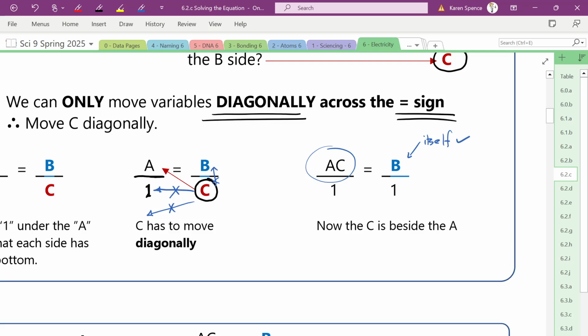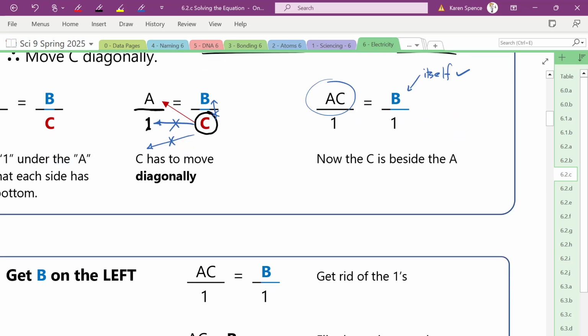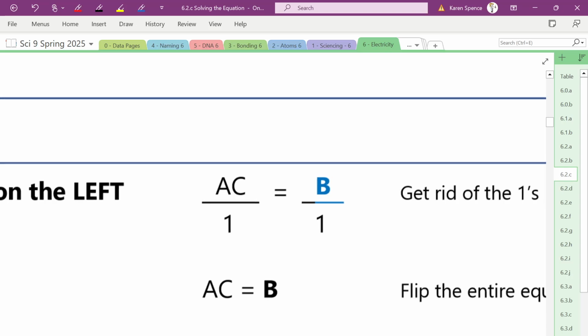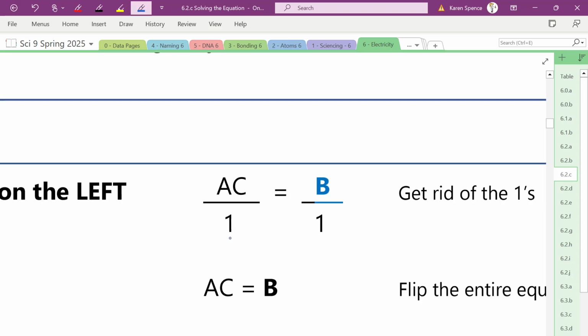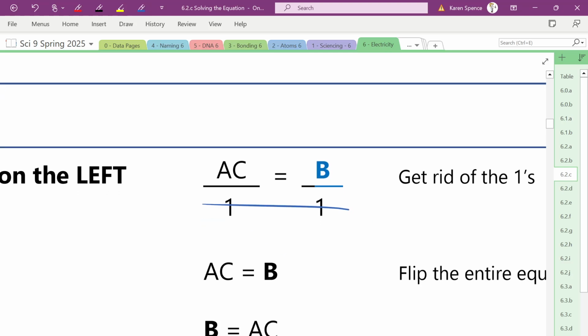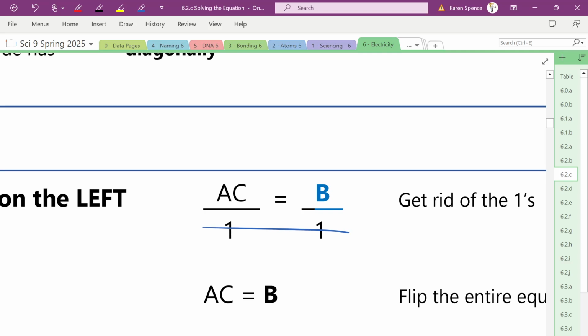Now we need to get B on the left. Well, wouldn't it be nice if we didn't have these 1s anymore because they're just not really useful. So let's just start by getting rid of the 1s. Okay, let's get rid of the 1s and we end up with B is equal to AC.